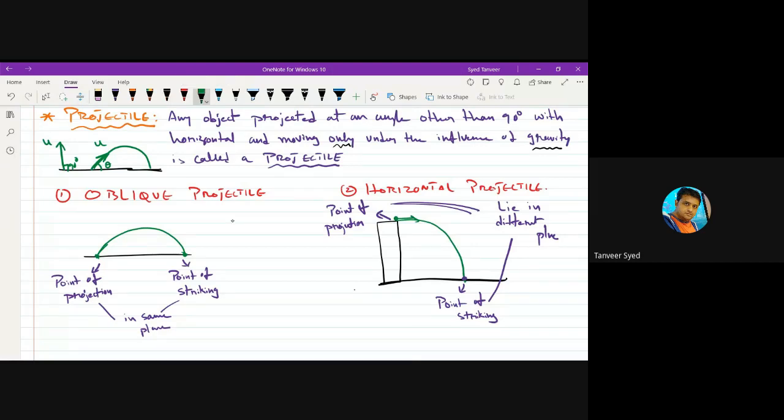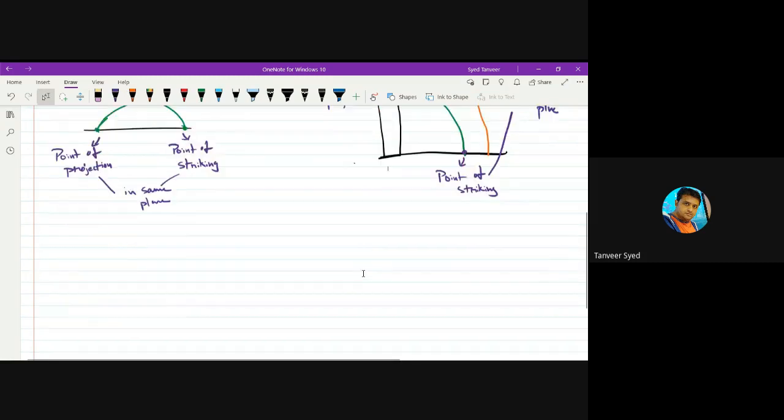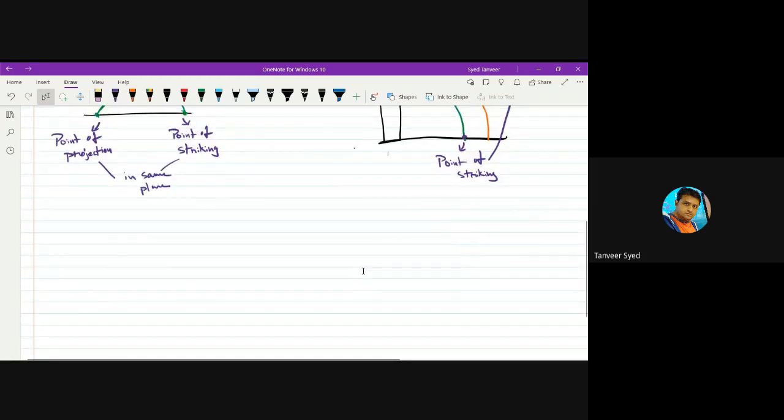We can throw a body like this, upward from the tower. Its path will be something like this. This is also a horizontal projectile. Okay, let us study first in detail about oblique projectile. Oblique projectile.